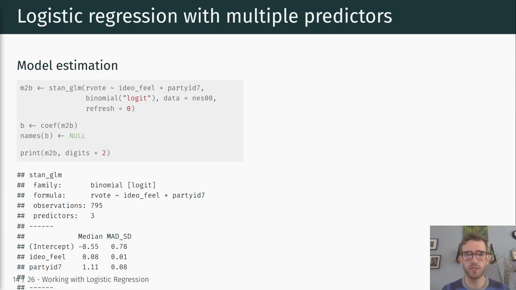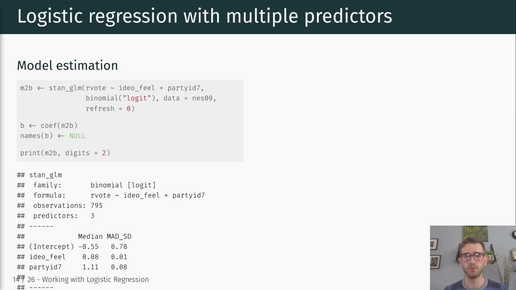So we're going to extend the basic model that we used in the previous set of videos, where we just looked at predictors of support for the Republican candidate in the 2000 U.S. presidential election, and we just looked at the association between ideology, or this ideological feeling thermometer, and the vote choice for the Republican candidate, George W. Bush. Okay, and now we want to control for party identification.